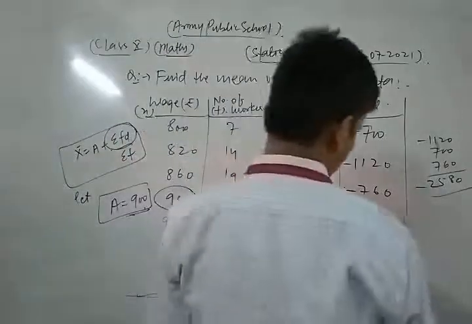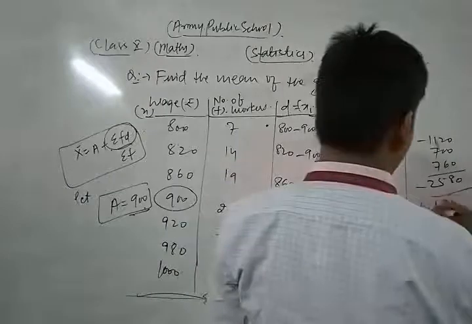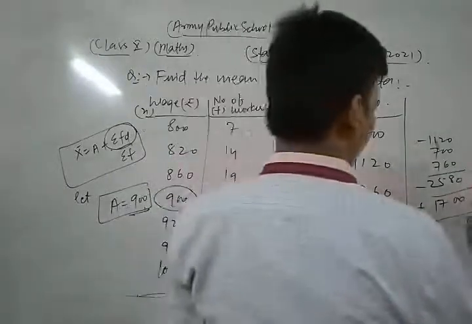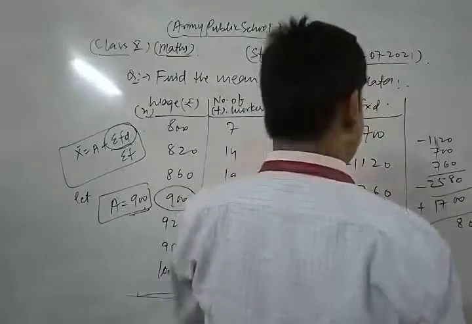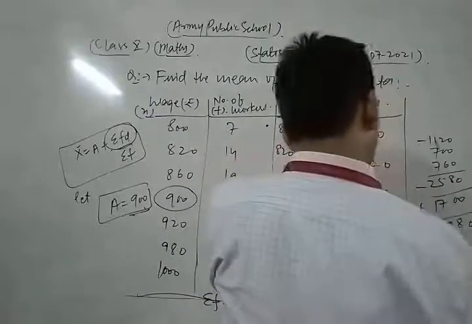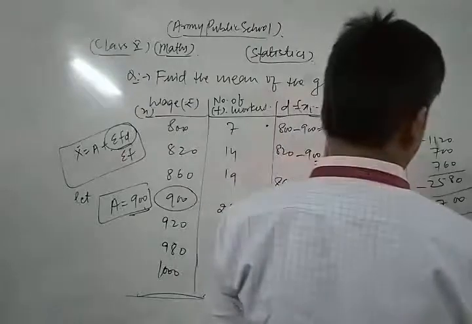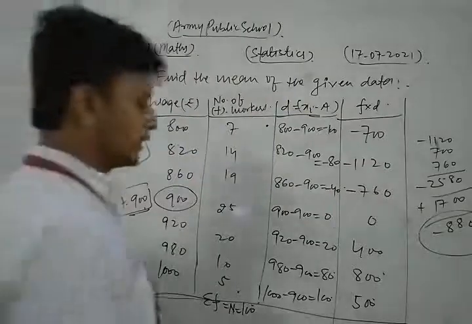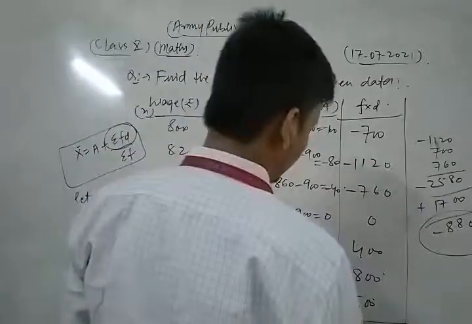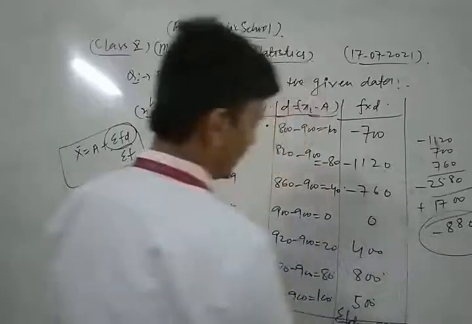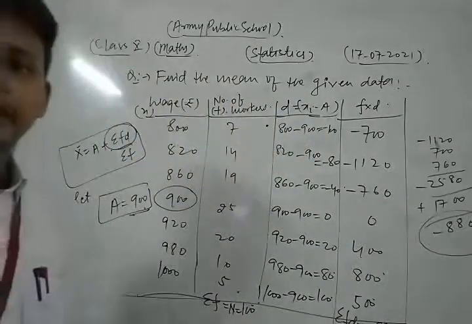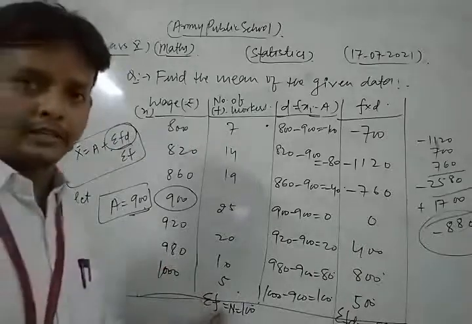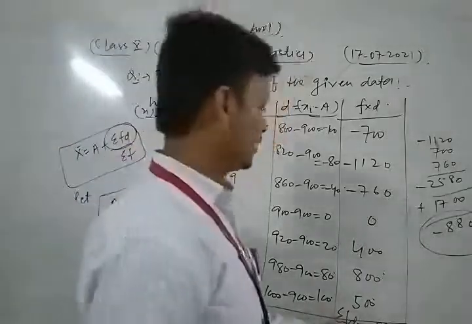plus 1700. Minus and plus, so we subtract them, so we get minus 880. So the value of sigma f into d is minus 880. Now in this way we find the value of sigma f, this is 100, and sigma f into d, which is minus 880.